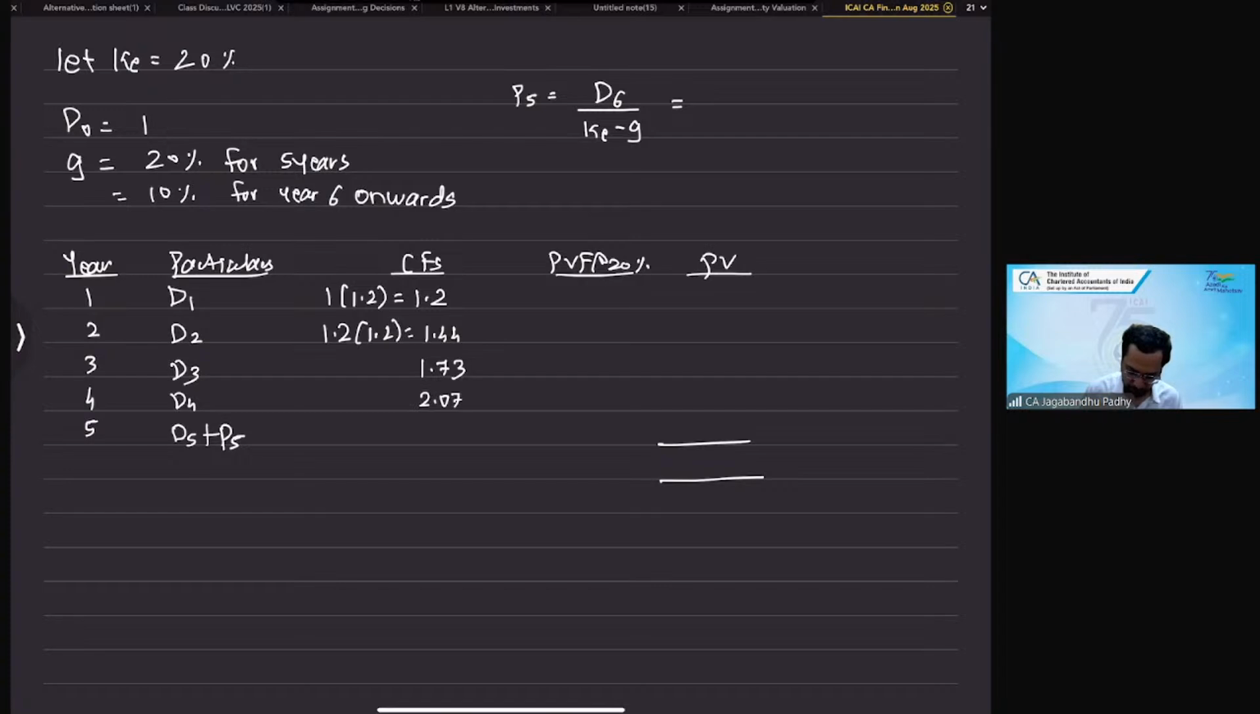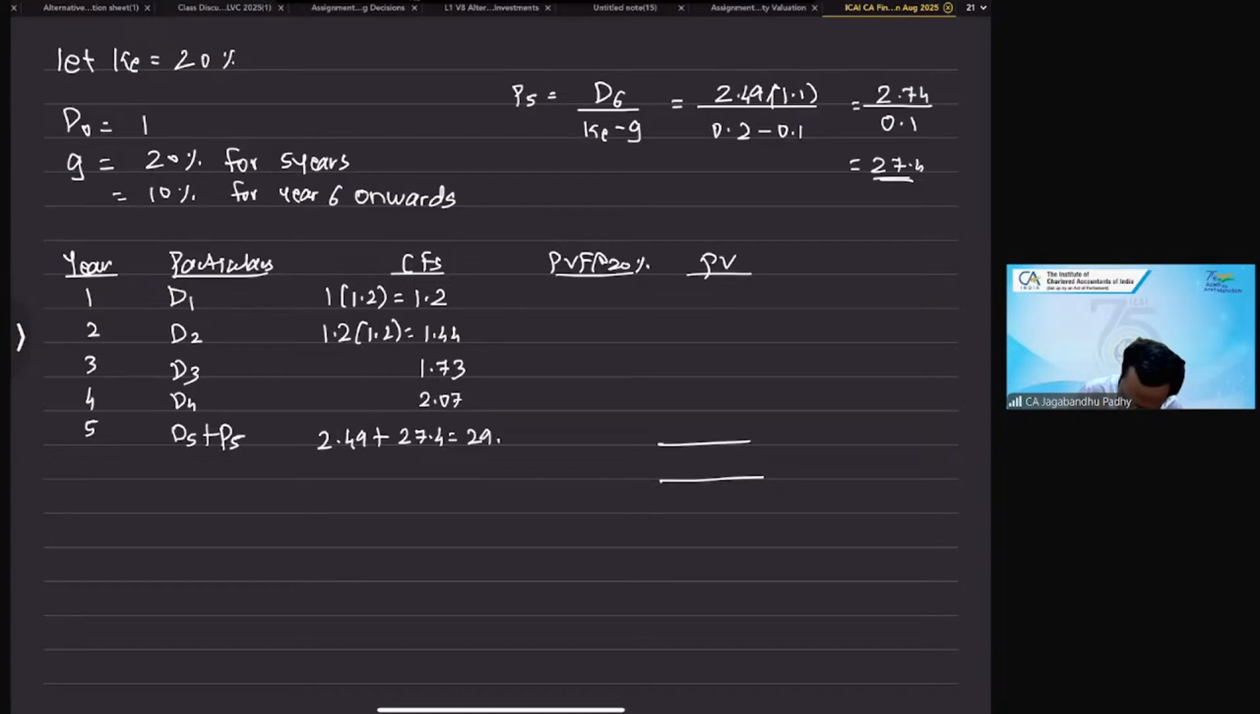2.07, okay, 2.49. Okay, to 2.49 plus. In fact, D6 is going to be 2.49 into 1.1 upon KE, which is 0.2 minus 0.1. So 2.49 into 1.1, it is coming 2.74, upon 0.1. 2.74 divided by 0.1, which is 27.4. Right. So it's going to be 2.49 plus 27.4.